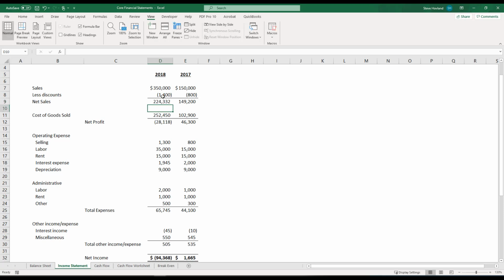224,332. Again, I'm overriding some of these cells, so I don't do this unless you just want to prove it, but make sure you don't save because it'll mess up the flow through. Now, remember 29.31 was our percent. So on this cost of goods sold, we know this number, we want it to be 29.31.